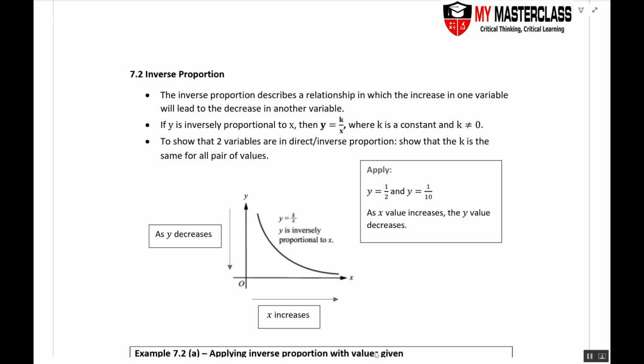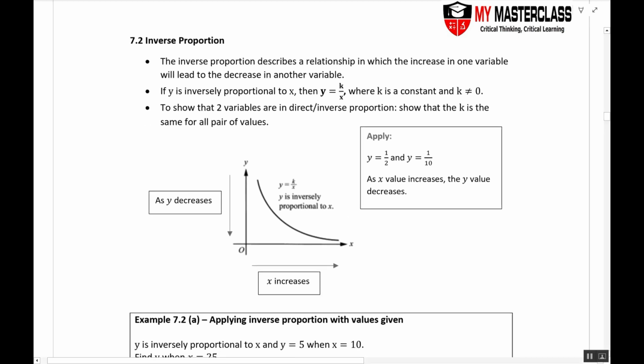Okay, so previously what we worked with was direct proportion. The other type of proportion that I have is inverse proportion. Inverse proportion describes a relationship where the increase of one variable will lead to the drop or decrease in the other variable.